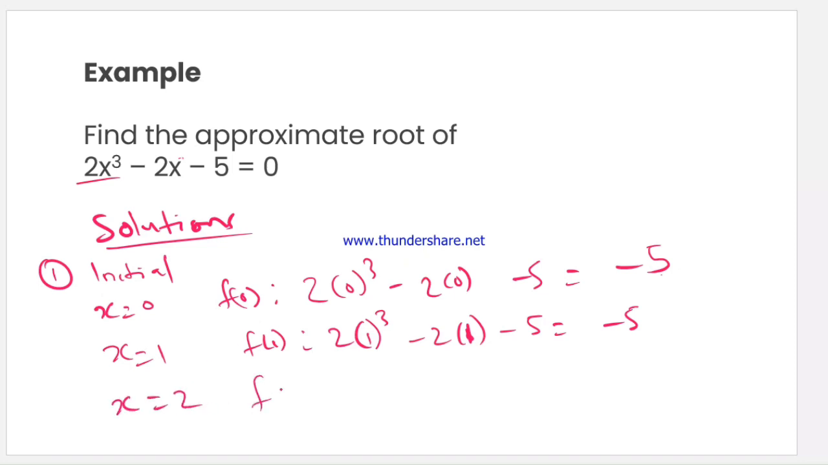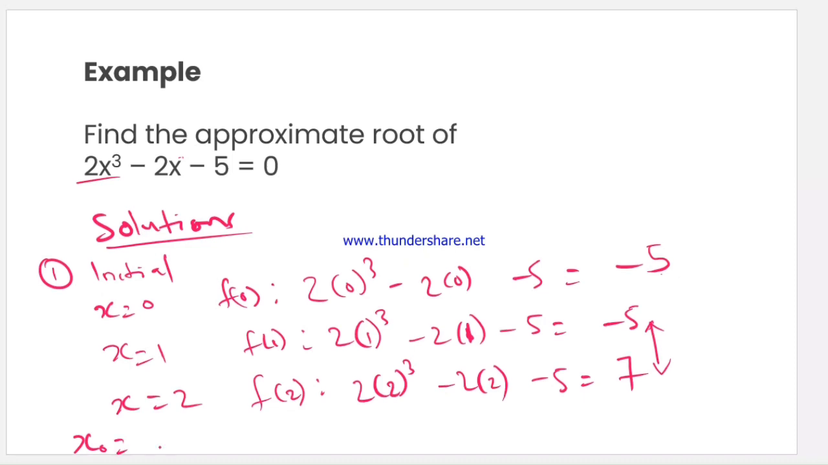Then x equal to 2, f of 2 is 2 times 2 cubed minus 2 times 2 minus 5 equals 7. So we can see that this one is positive. That means our root lies between x is equal to 1 and x is equal to 2. So that gives us a guide, so we choose x naught to be 1.5, which is halfway between 1 and 2. We can choose 1, we can choose 2, but it's good to go midway so that you can approach the root easily. So the next step is to find the second step, which is what?